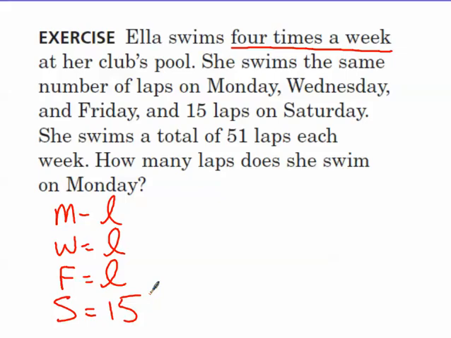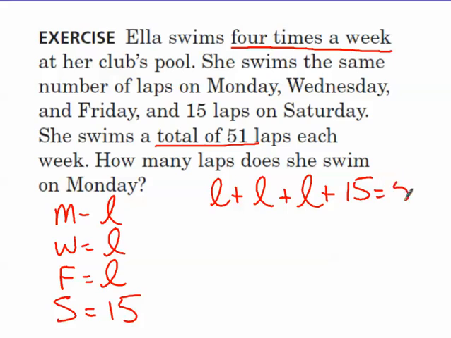And we know that the total is 51. So I know that if we put Monday, Wednesday, Friday, and Saturday together, we will end up with 51 laps. So we've got L plus L plus L for the days that all have the same number of laps, plus 15 is going to equal 51. So what could I do with these L's right here? Well, how many L's do you see? 3 of them. So we write it as 3L plus 15, and that's equal to 51. And if we solve for L, we will find out how many laps she did on Monday. So that's how we read and write equations.